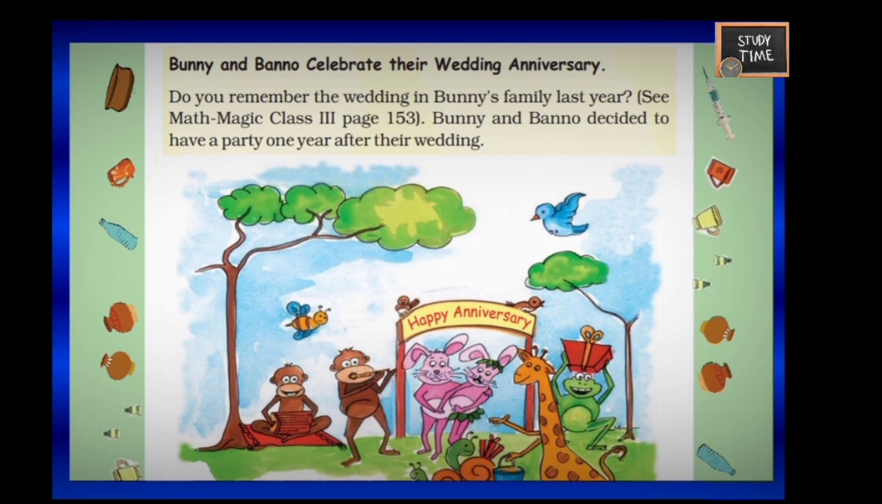So here comes the textbook solution. Bunny and Bano celebrate their wedding anniversary. This is a party happening in the forest. Do you remember the wedding in Bunny's family last year? Last year you had this chapter. Bunny and Bano decided to have a party 1 year after their wedding. So this is the wedding anniversary party.